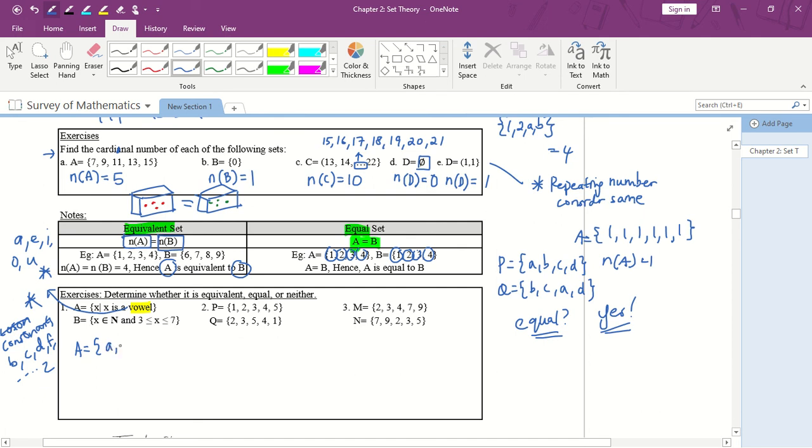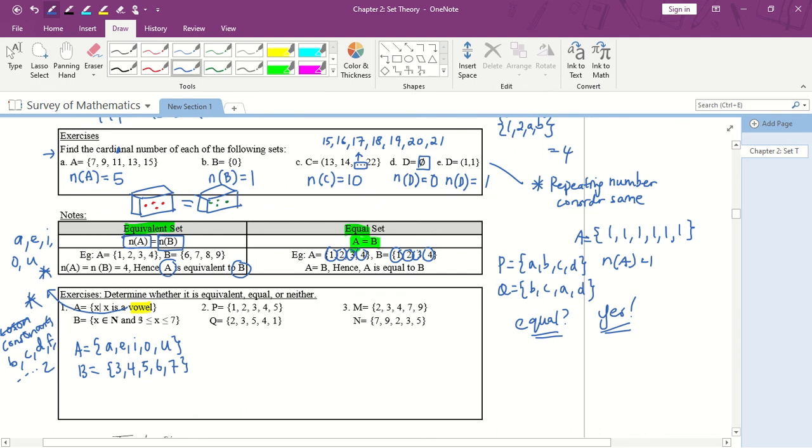A, E, I, O, U, and B. So what is B? B is a natural number, including 3 until 7. Which means that 3, 4, 5, 6, 7. Why are 3 and 7 included? Because this is using the less than or equal to sign here.